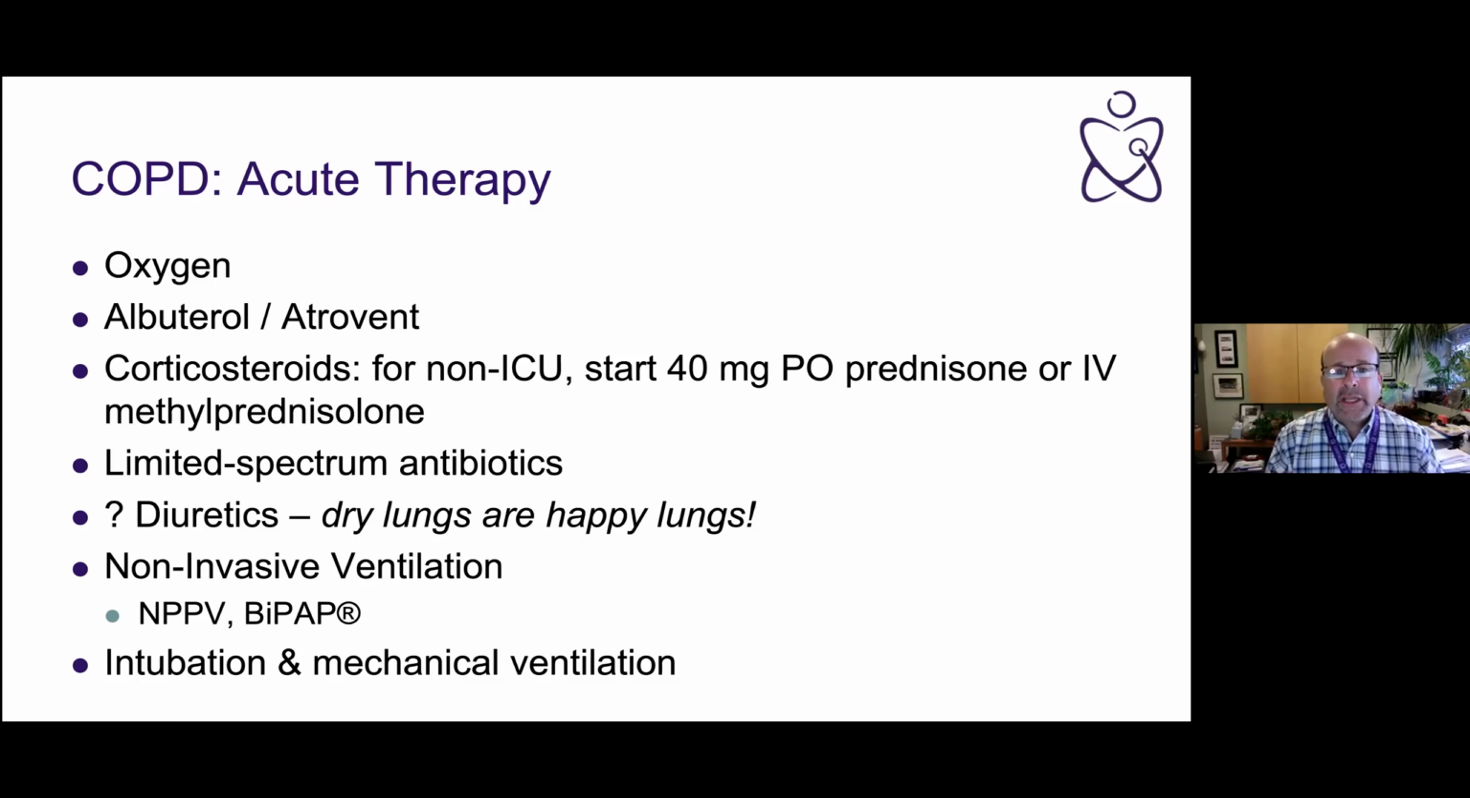Corticosteroids, which you're going to give either in the ICU or outside the ICU. But the study that everybody talks about, the 5 days of 40 milligrams of prednisone, was a non-ICU study. So sometimes we give higher and longer doses in the ICU, but for non-ICU patients like this one, you start with 40 milligrams of prednisone, or IV methylprednisolone if the person can't take PO.